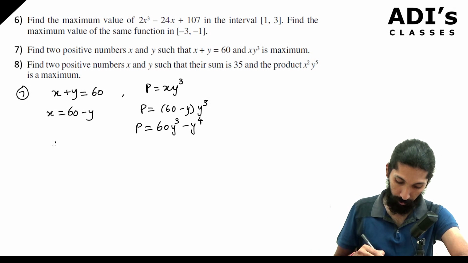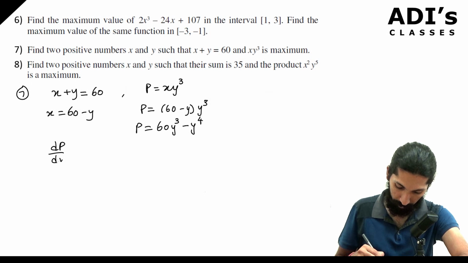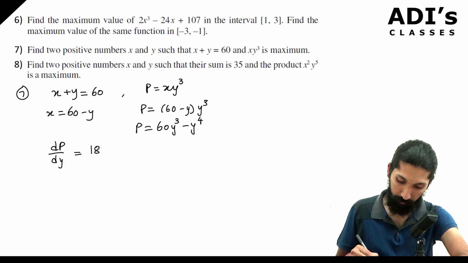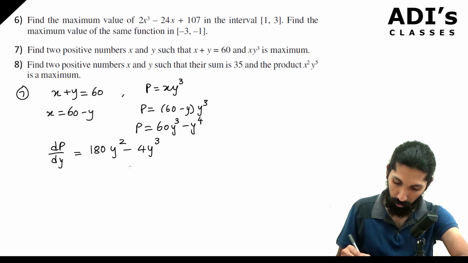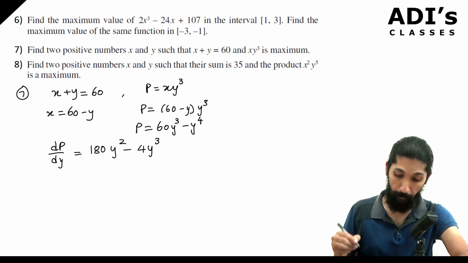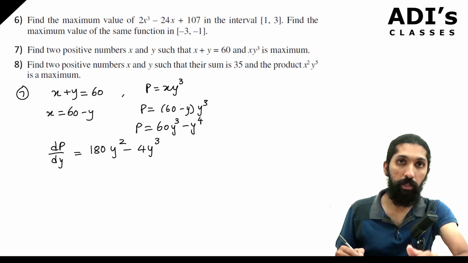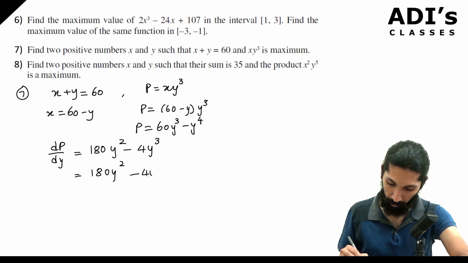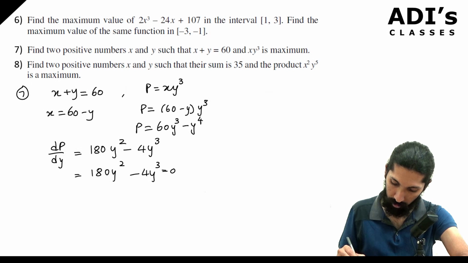So what do we do? Differentiate with respect to y. You'll get 60 into 3, 180 y square minus 4y cube. Now equate this to 0. So you will get 180 y square minus 4y cube is equal to 0.